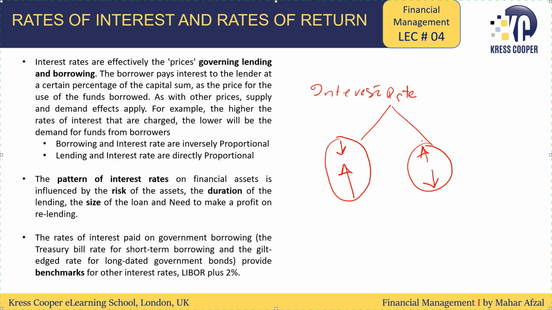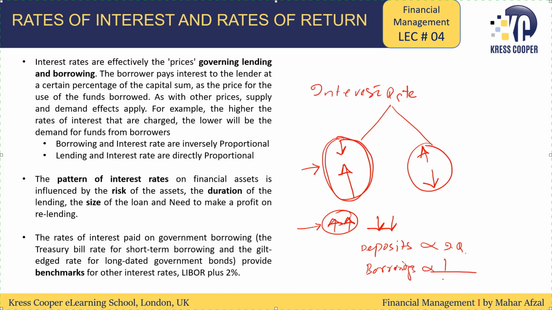This is from the point of view of the borrower. On the other hand, if the lender is getting higher rates, there will be more deposits in the bank. If the lender is getting lower rates, there will be fewer deposits in the banks or financial intermediaries. We can say deposits are directly proportional to the interest rate. In the same way, we can say borrowing will be inversely proportional to the interest rate.